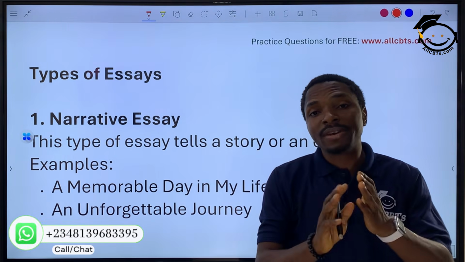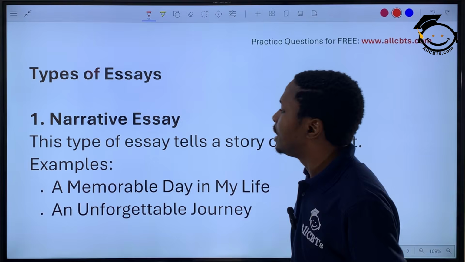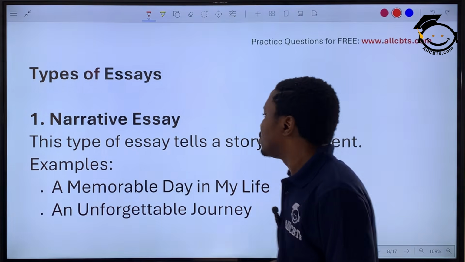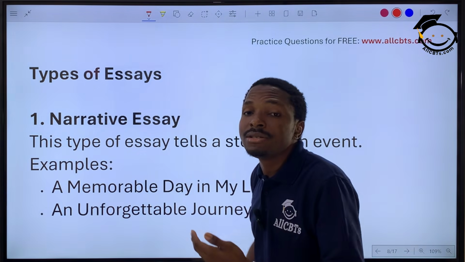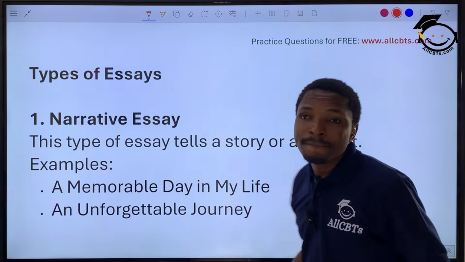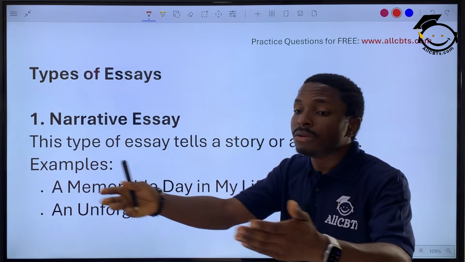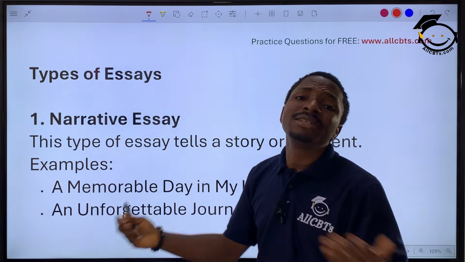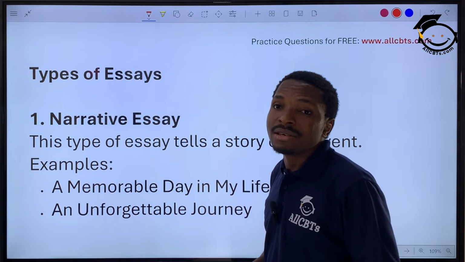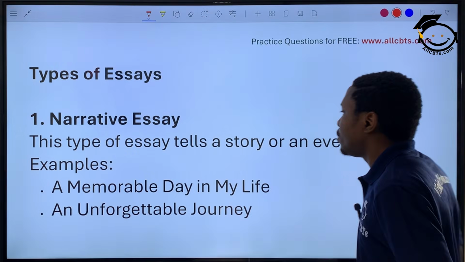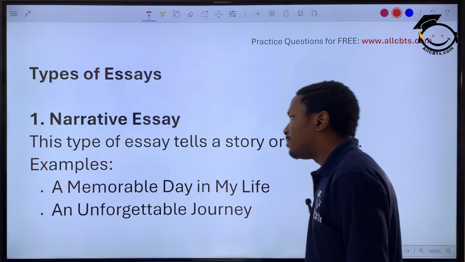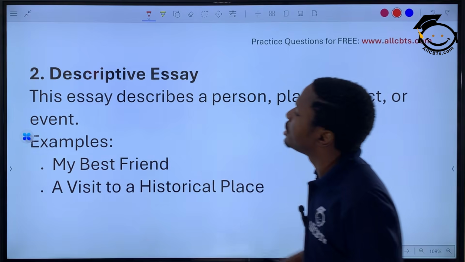So we're going to look at the types of essays that we have, right? And the first one, popular one, is narrative essay. What is narrative essay? It's just simply retelling. Narrating, to narrate will mean to retell. So to tell something, to tell a story. Most of the literature books you read are narrative essays. The story of Tortoise and the Lion, narrative essay. They are narrative writings. So, a memorable day in my life, an unforgettable journey, narrative essay.